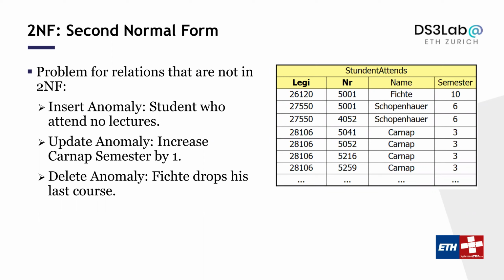And you could have a delete anomaly, right? For example, you have one student, the first student, who drops a lecture. So what can you do, right? You cannot delete this tuple. If you delete this tuple, you are going to lose the other information. Essentially, you are removing the student from the database altogether, right? So these are three different types of anomalies that could happen because this relation is not in second normal form.